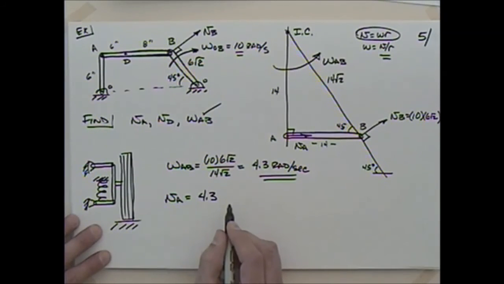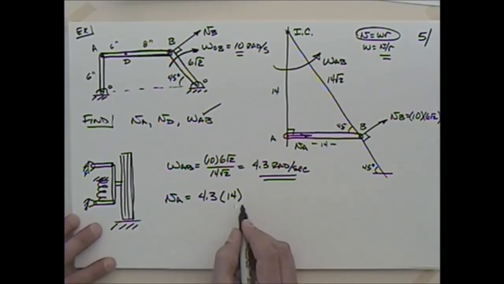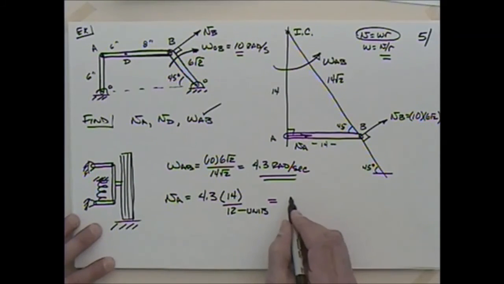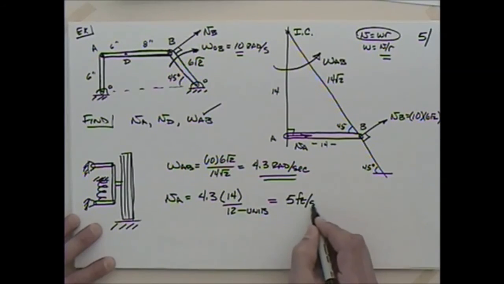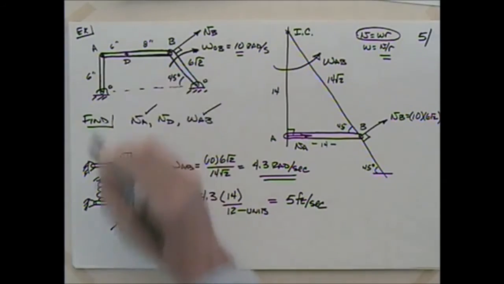4.3 times the distance. What distance are we going to have? 14? Yeah. So I'm going to multiply this by 14. I think I will divide by 12 for the units. So when this turns out, I get 5 feet per second. If you didn't divide by 12, you'd have 60 inches per second. That's okay, but I'll leave it like that. So that's the velocity at A. How about the velocity at D? Where's D? Right there, isn't it?